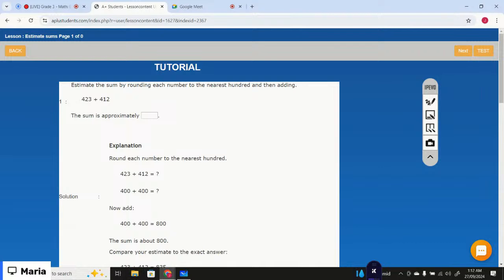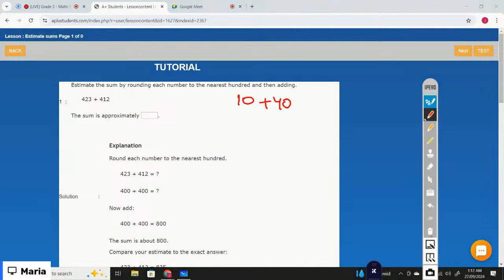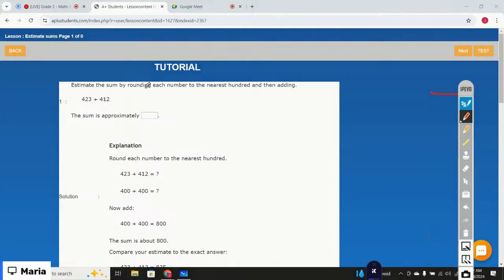Estimate the sum by rounding each number to the nearest hundred and then adding. So you need to round off to the nearest hundred now, right? 423 plus 412. So basically, you have to do them exactly the same way, but they are between two hundreds now because you need to round them to 100, right?